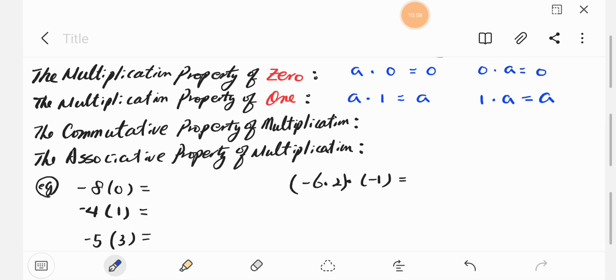Okay, the third property is the commutative property of multiplication. Similar to the commutative property of addition, do you remember? Same thing. Commutative property means interchange the two numbers. So here is A times B. You can multiply A times B, but you can switch these two. That should be equal to B times A. Switch these two. So that's the commutative property.